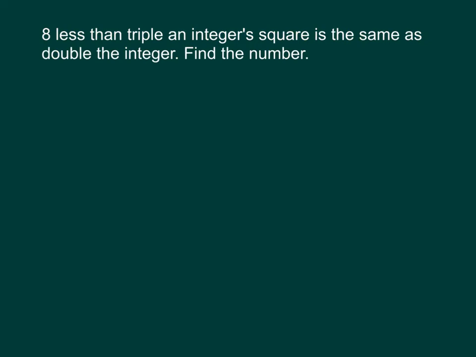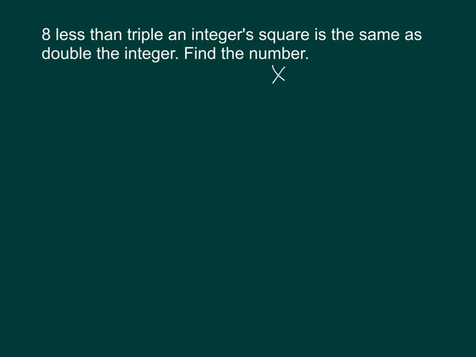And here's another type of word problem we could have, similar to the last one, but just a different type of number problem. We're told that 8 less than triple an integer's square is the same as double the integer. So we have to translate this into an algebraic expression in order to find the number that we're looking for. And so I guess we'll use x to represent the number, which is an integer.